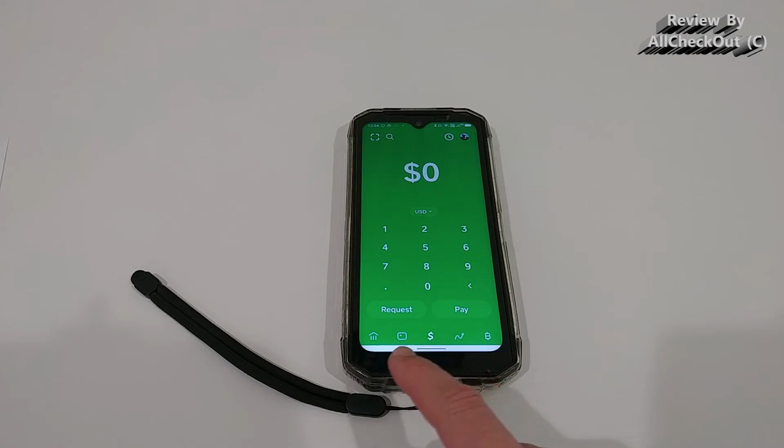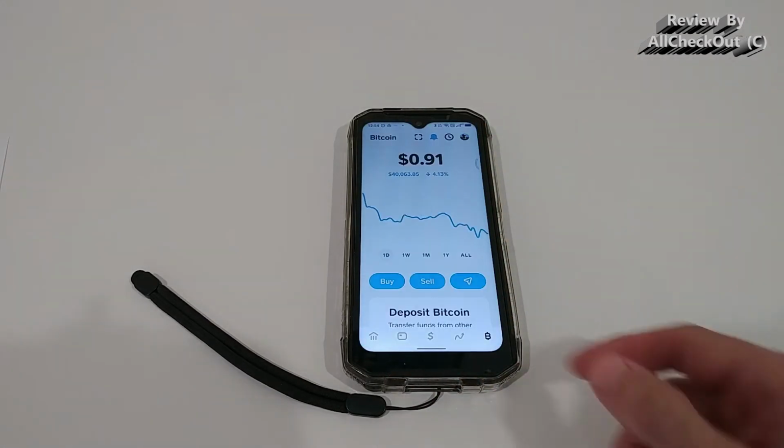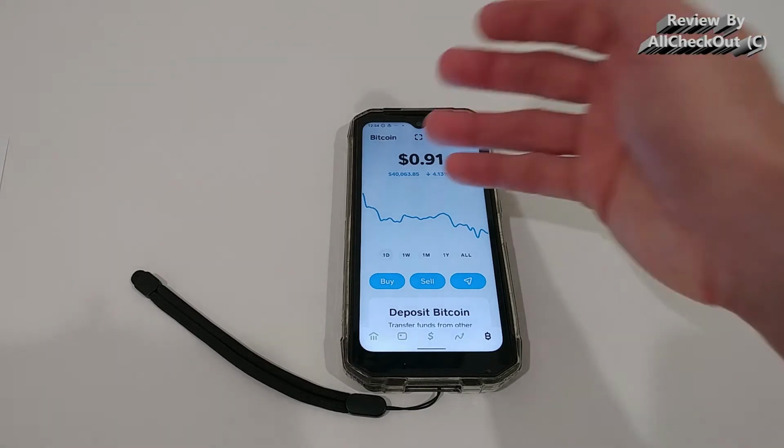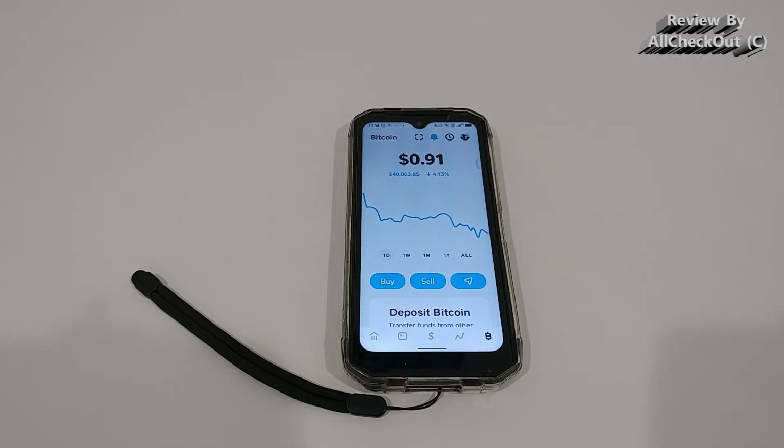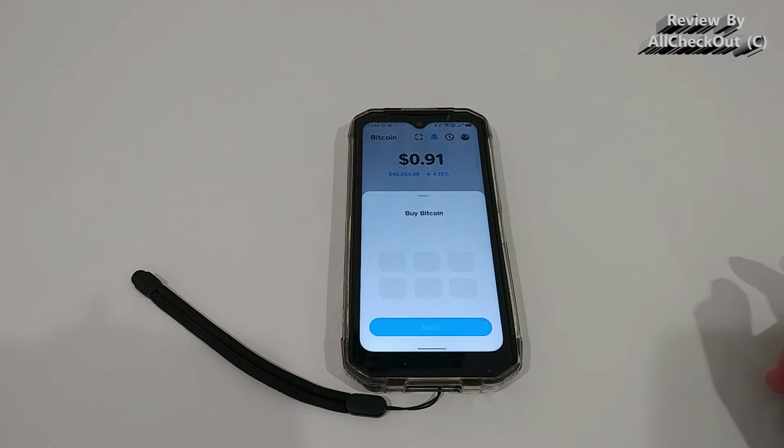We have a couple of different tabs here. If you want to deal with Bitcoin, we have to go to this tab, and then you see how much I have. I have Bitcoin to the value of 91 cents here at the moment. And you can buy directly from here. You can see that here.